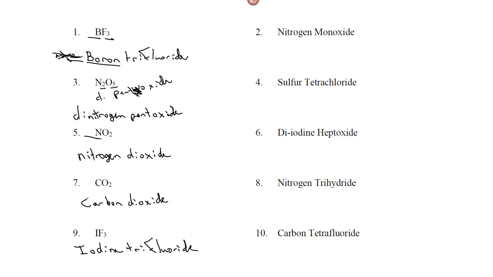Okay, so that's how you do it. You just plug in the numbers. You don't have to worry about charges. You don't have to worry about how many of them you have because you're told right in the name. So you just use the prefix to say how many there are.